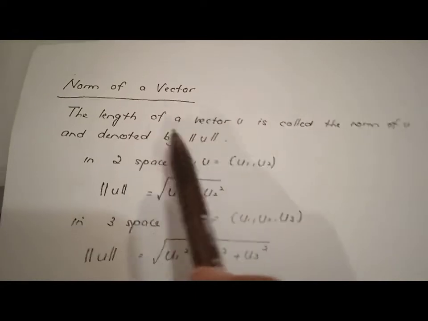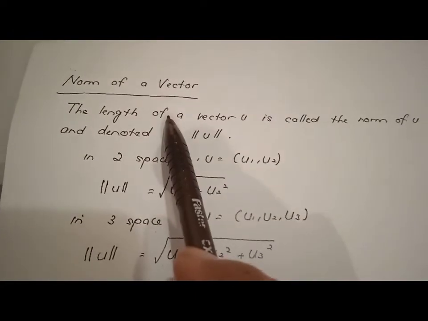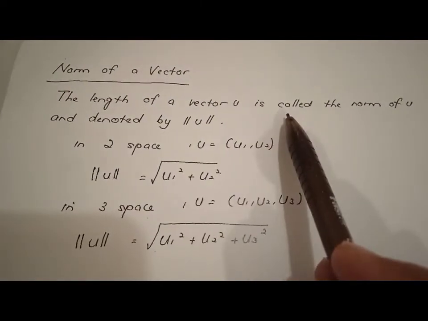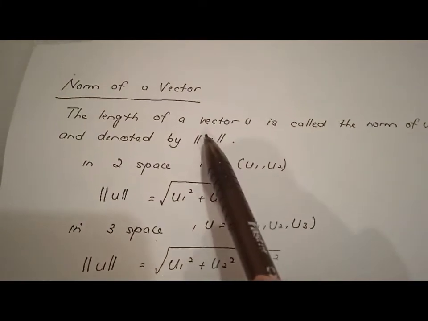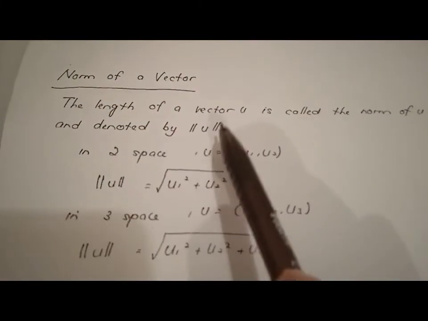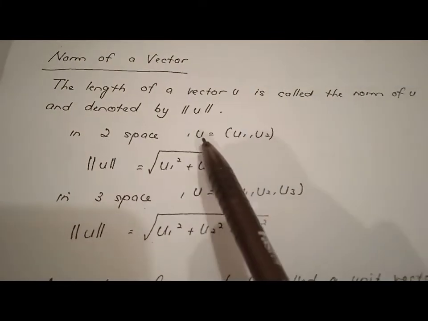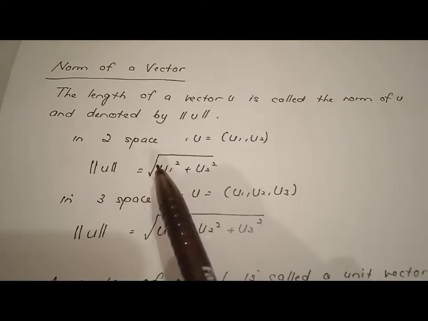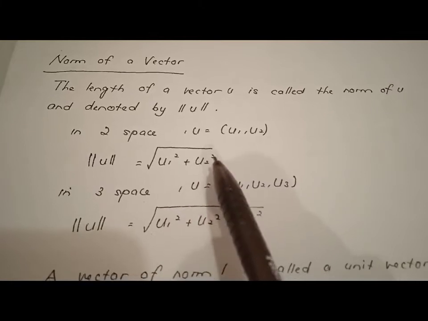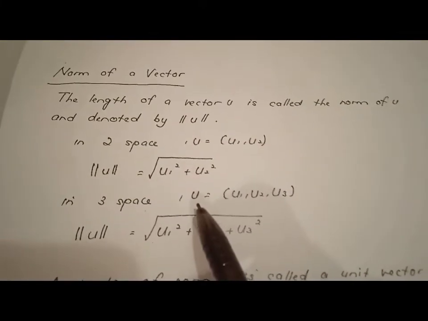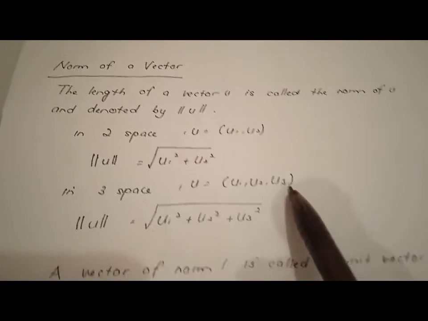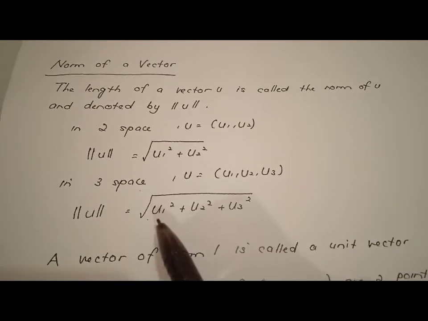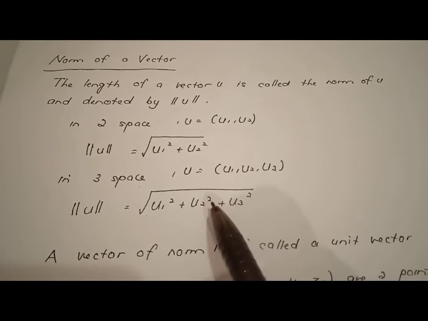Okay, norm of a vector. So what is the norm of a vector? The norm of a vector is another name for the length of a vector. The length of a vector u is called the norm of u and is denoted by the symbol we have learned earlier. In 2-space, u is written in components u1, u2, and the length of u is given by the square root of u1 squared plus u2 squared. In 3-space, the components of u are u1, u2, and u3, and the norm of vector u is given by the square root of u1 squared plus u2 squared plus u3 squared.